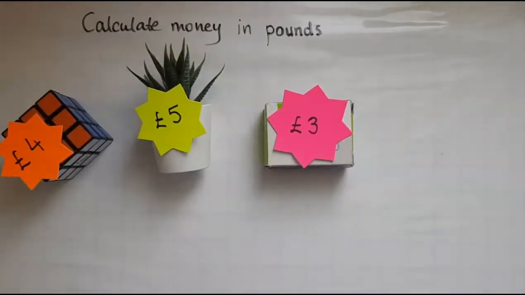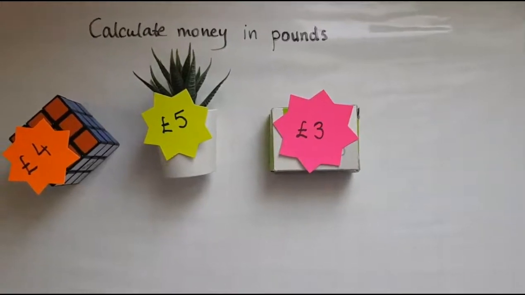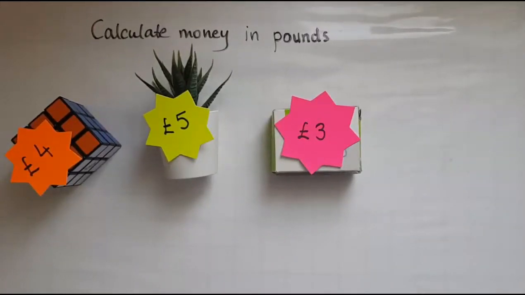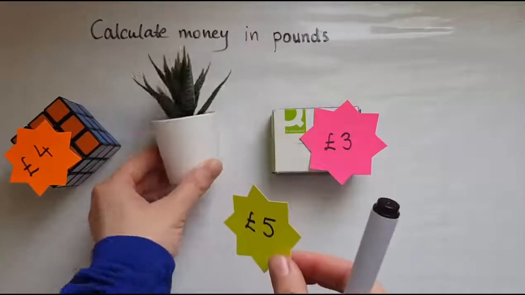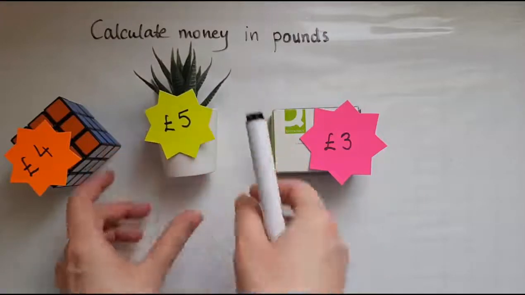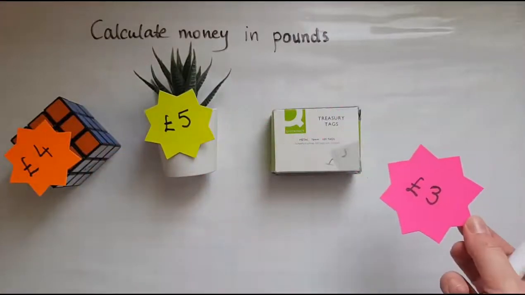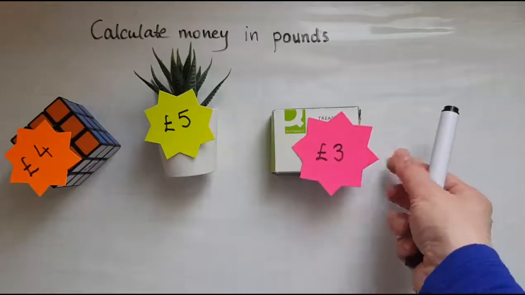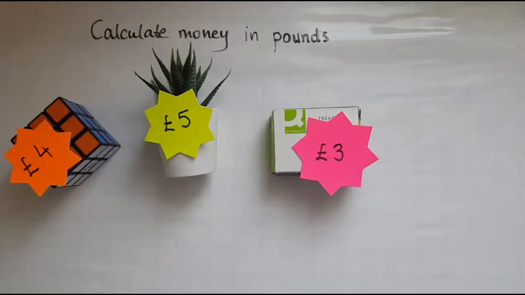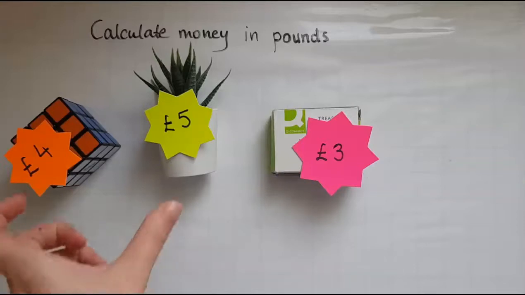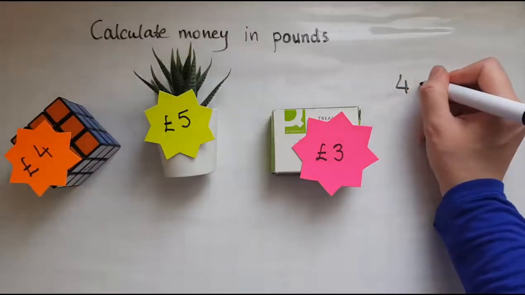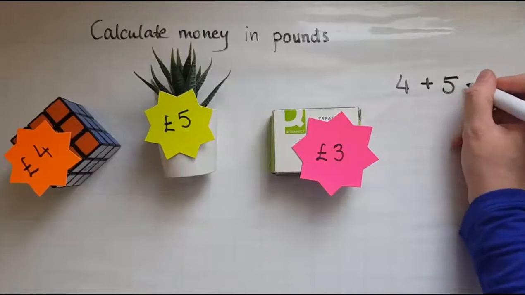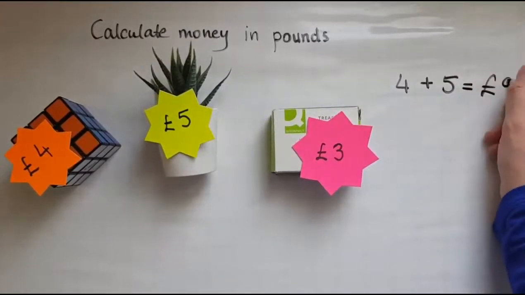In this video we'll learn to calculate money in pounds. I've got 3 different items here, just like the ones you'd find in a shop, and the Rubik's Cube costs £4. The pot for the flower for a desk costs £5. And a box of treasury tags costs £3. So I will try and find how much it costs to buy these two together. So that is £4, add 5, both together cost £9.